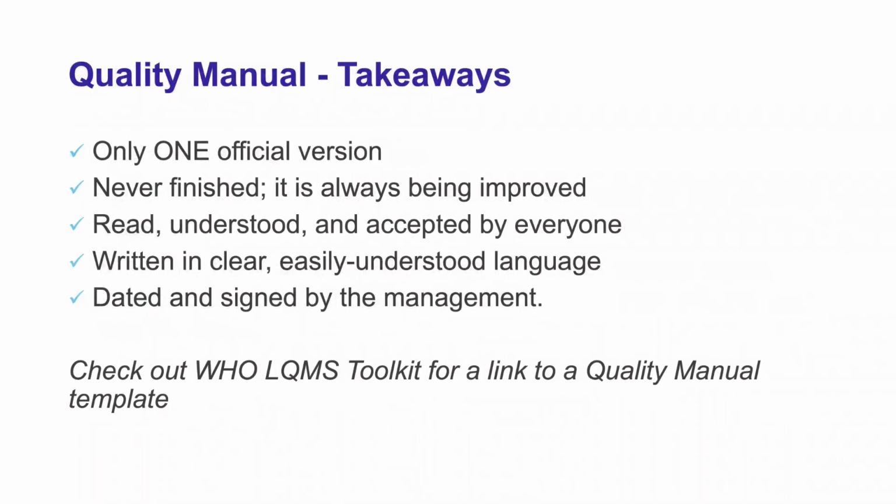So the takeaways are there should be only one official version. It's never finished. It always is being improved, like all documents. It's read, understood, and accepted by everyone in the laboratory. It's written in clear, easy to understand language, and it's dated and signed by the management. And if you're looking for examples of quality manuals, the WHO LQMS toolkit has a link to a quality manual template that you can use to build off of if you're trying to write a quality manual for your lab.